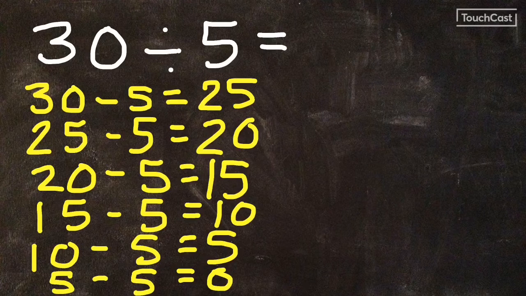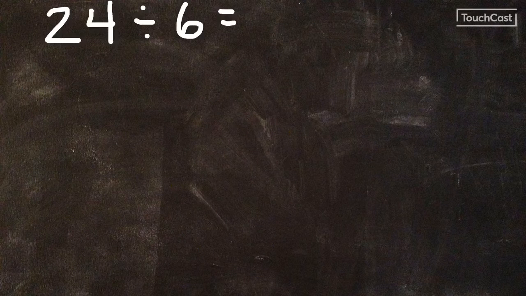So let's see how many times it took us taking away 5 to get down to 0. So I took away 5, 1, 2, 3, 4, 5, 6 times. If I subtract 5 from 30, 6 times, I get 0. So 30 divided by 5 equals 6. So let's try that again.